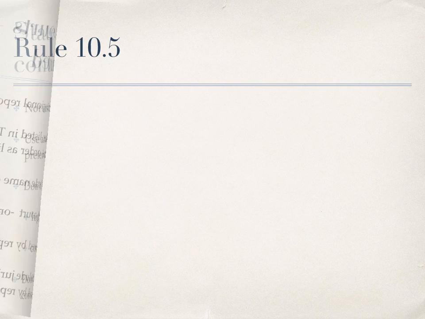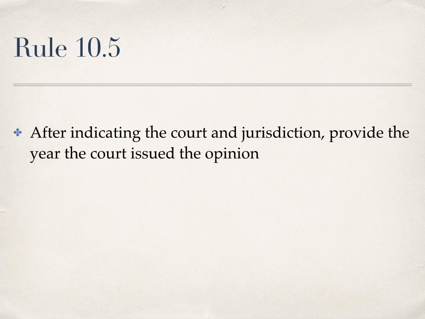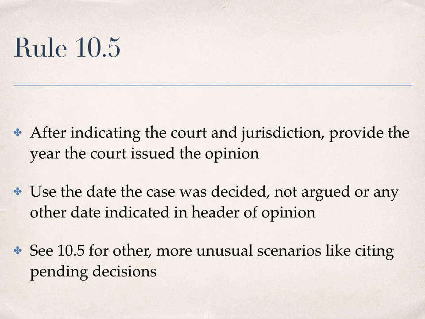Speaking of date of decision, that brings us to our final rule for this lesson, Rule 10.5. Under Rule 10.5, we indicate the year of decision after our abbreviations for court name and jurisdiction. In general, this means that you'll put in the date that the case was decided. When in doubt, use the year indicated in the header at the top of the reporter page. Do not use the date of argument. When citing a decision published outside of a reporter, you will need a full date of decision, not just the year. For these and other unusual scenarios, such as citing cases with pending decisions, decisions without opinions, and multiple decisions in a single year, you should consult Rule 10.5.